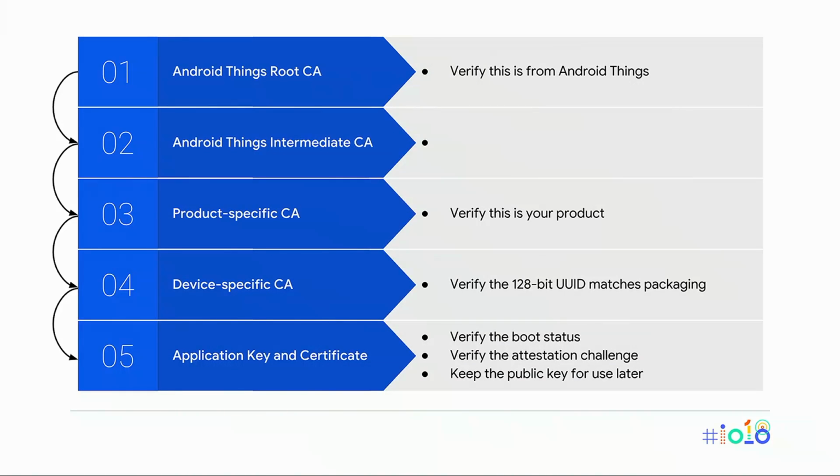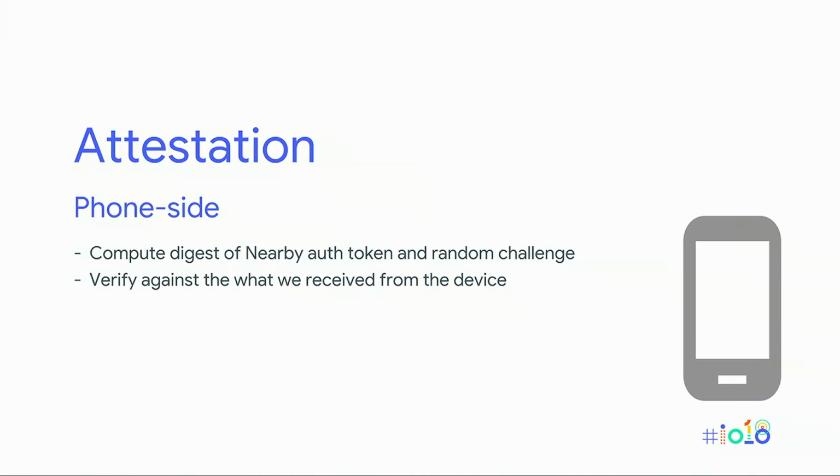This is something that at the factory you could actually take and print on the box with a code, so that the user can verify that they've actually matched it up against the one in front of them. You can verify the boot status. When the key is signed, it's sent over with a flag indicating if the bootloader has been tampered with. You verify the attestation challenge, which we'll talk about in a bit. And then you end up with a public key that you can save, and it'll come in handy when we want to authenticate with Cloud IoT later on.